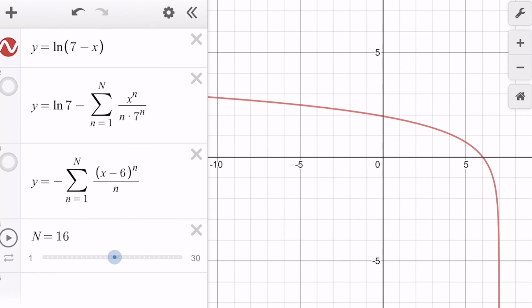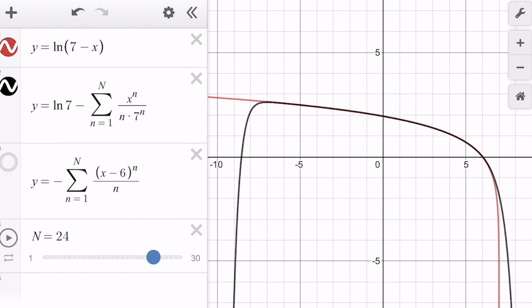Okay, so this red curve graphed is y equals ln of 7 minus x. Let's turn on the first series that we found, and of course, at capital N equal 1, this is only the first partial sum. So in this case, it looks like a linear approximation. And if we increase the partial sums, we get it conforming to the curve. That's all well and good.